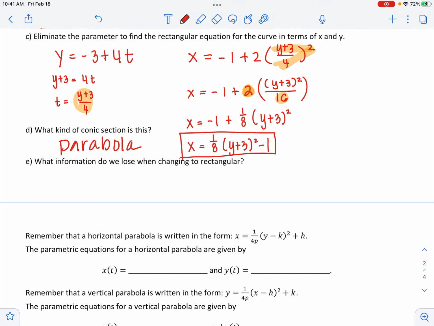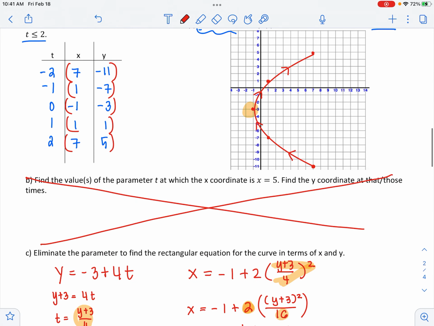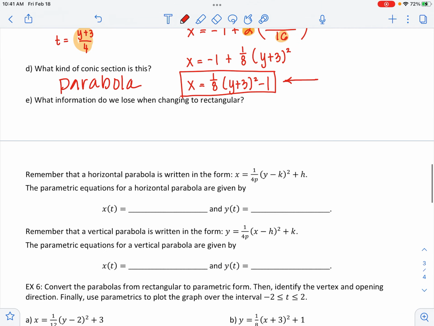What information do we lose just by looking at this right here? We lose these arrows, right? We don't know which the first point is and what the last point is. So we lose the direction. And I don't mean direction facing to the right. I mean those arrows that are showing me which one I got first to which point I got last.